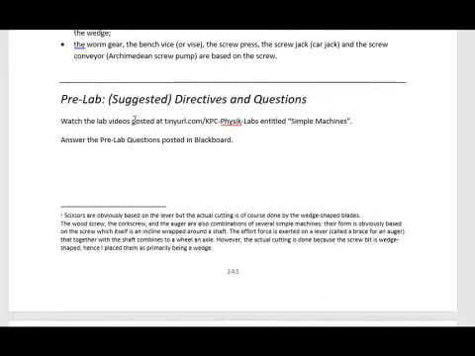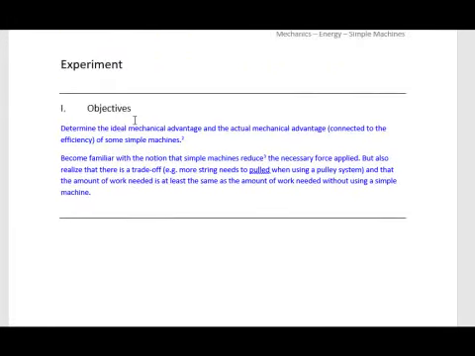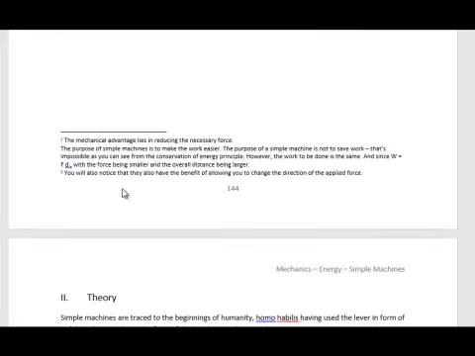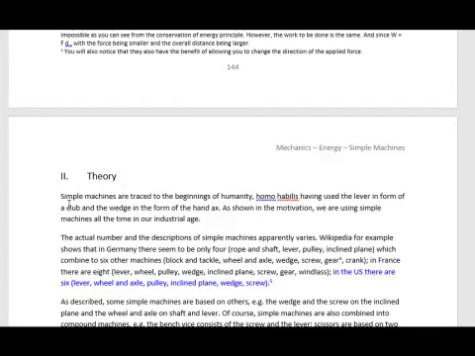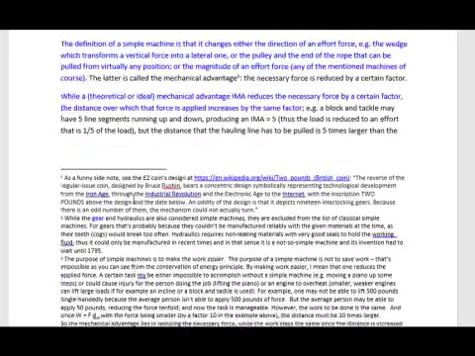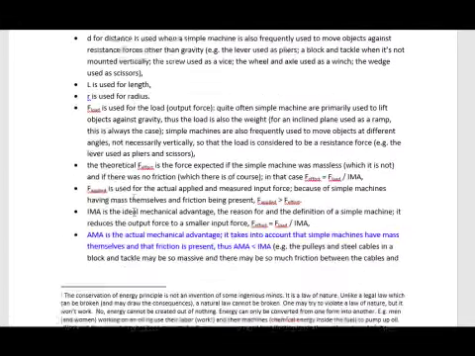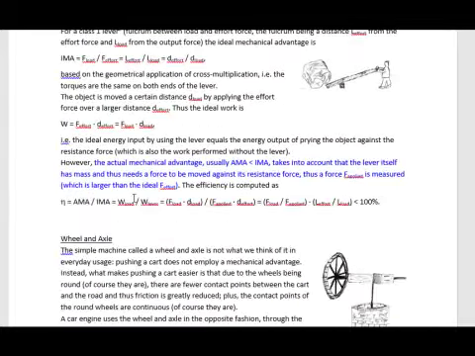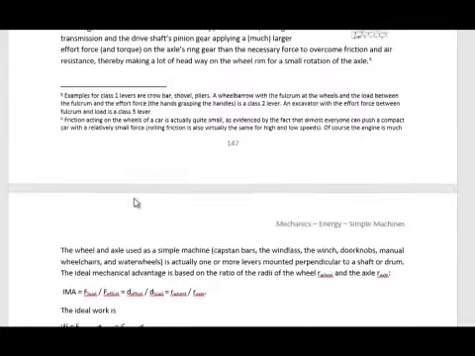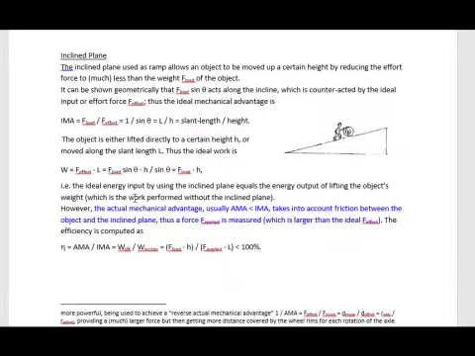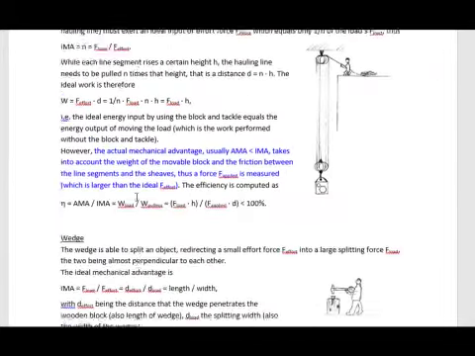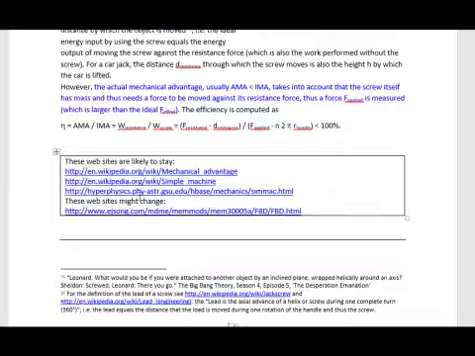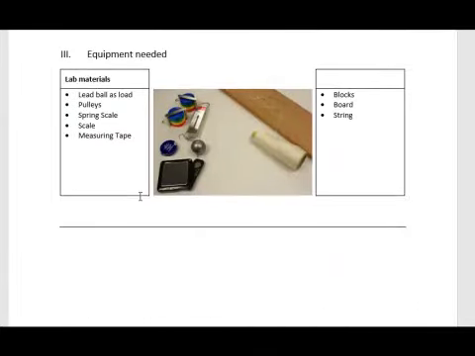So pre-lab, let's see, experiment. These are the objectives for that: figure out the actual mechanical advantage and what a simple machine is doing and so on. And then comes the theory part, and notice this is very, very long, because once I started writing something about one simple machine, I just couldn't stop. I had to write something about everything. So anyway, then we get to the equipment needed. It doesn't look like a lot.